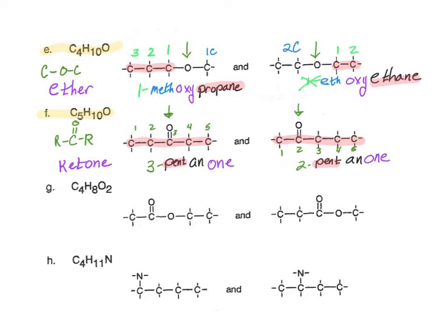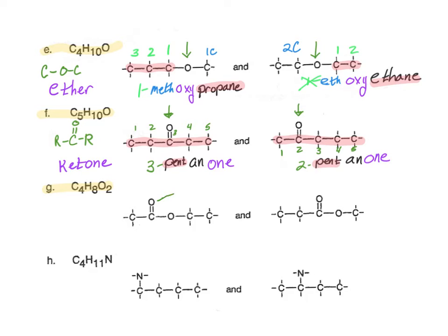Let's go on to letter G, which has the molecular formula C4H8O2. They both have the same molecular formula, so that means that they could theoretically be isomers. They could be the same, but they are probably isomers. Let's go ahead and check them out.